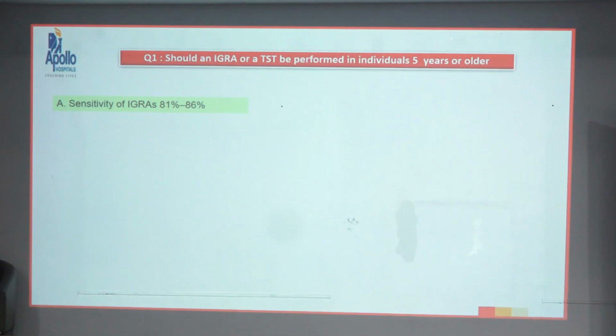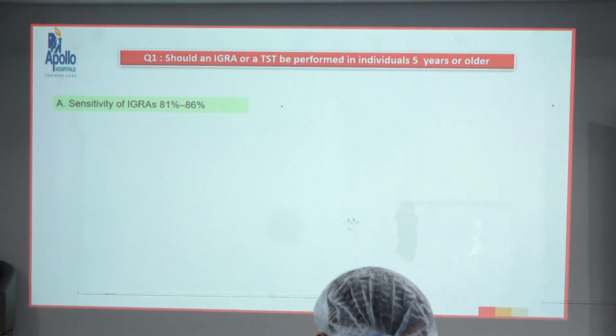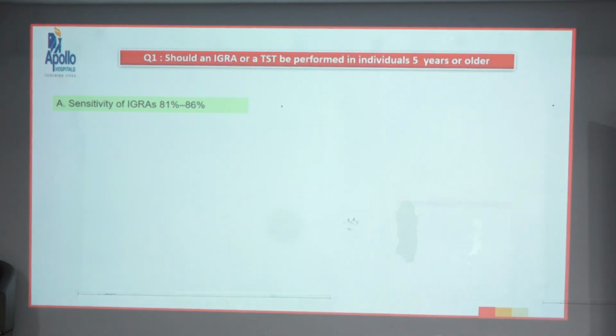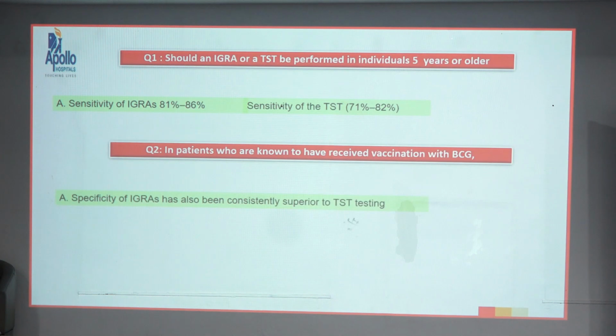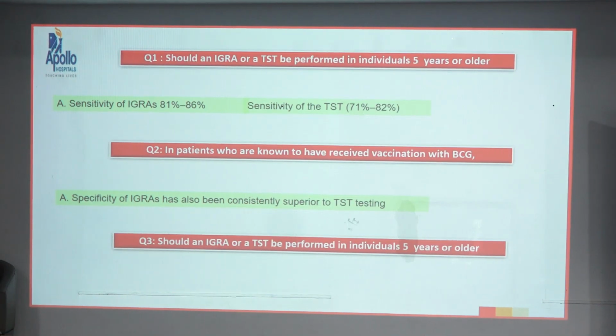Okay. Now, should an IGRA or a TST be performed in individuals who are 5 years or older? Yes, it should be performed, but it has to be kept in mind that IGRA has a sensitivity of 81 to 86%, whereas Mantoux has a sensitivity of 71 to 82%, which is lesser than IGRA. Now, second question is, in patients who are known to have received vaccination with BCG, should IGRA be done? Yes, because specificity of IGRA has been superior to Mantoux or TST. Should an IGRA or TST be performed in individuals 5 years or older?